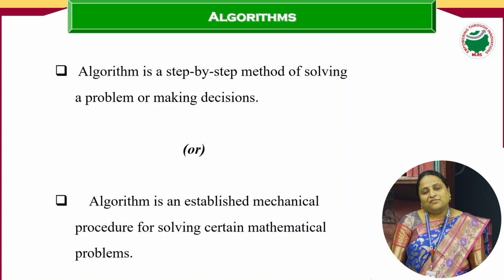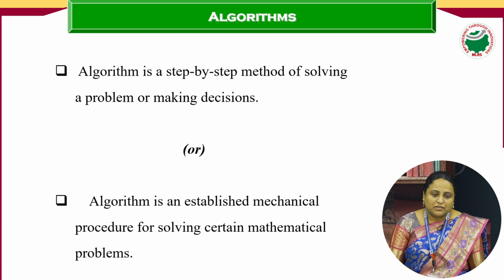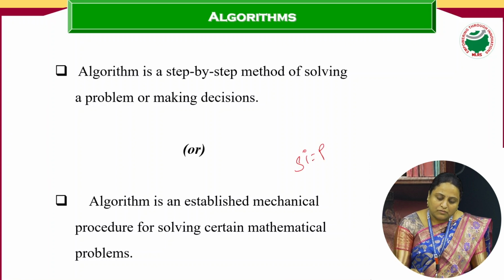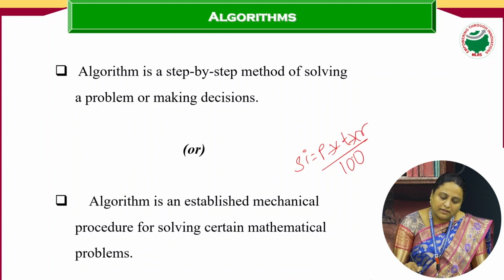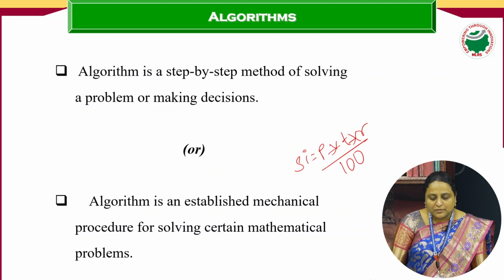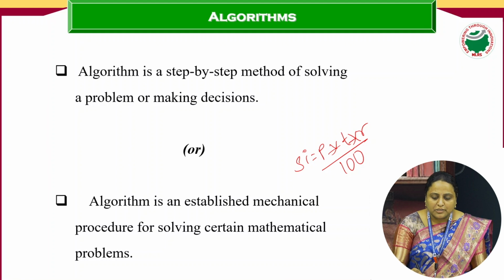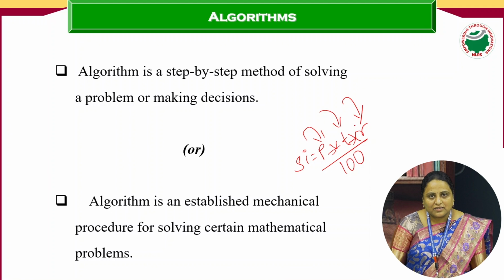For example, if I want to calculate simple interest, I need to implement the formula: simple interest equals principal amount into time into rate of interest by 100. Whenever I have the values of principal amount, time and rate of interest, I get the value of simple interest. This type of problem comes under problem solving. The inputs I need here are the principal amount, the time, and the rate of interest, and only then can I get the value of SI.